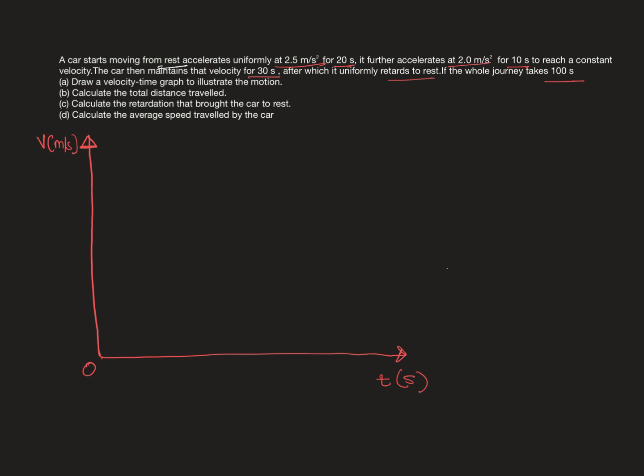what it states is that the car starts from rest. So it starts from rest and then accelerates uniformly. This is how you illustrate it. And what was the duration of the acceleration? The duration of the acceleration was 20 seconds. So after accelerating at 2.5 meters per second squared for 20 seconds, it further accelerates at 2.0 meters per second squared. This is how we're going to illustrate it.